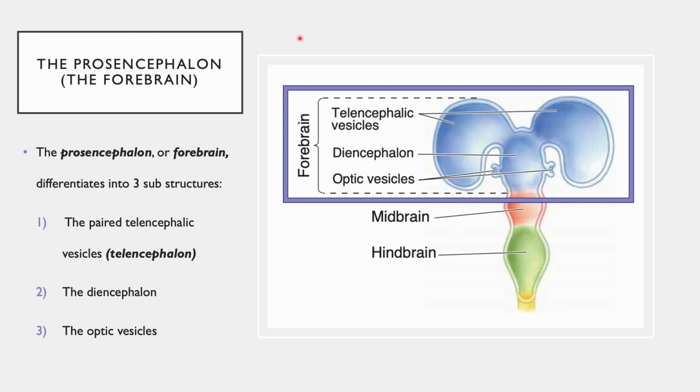Remember that the prosencephalon is the forebrain, so this is the front of the brain, and it differentiates into 3 different substructures, including the telencephalic vesicles, the diencephalon, and the optic vesicles. As you can see here, we know that we have 2 hemispheres of the brain that create the cerebrum, and we can already see it starting to develop, even at this very early time in conception.